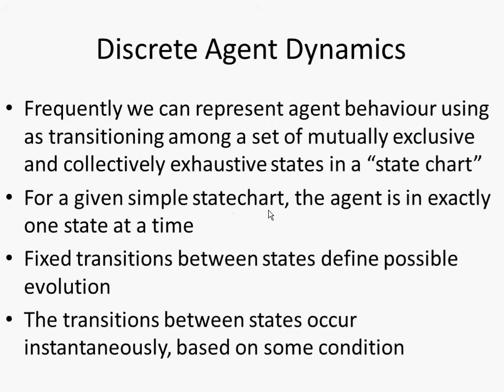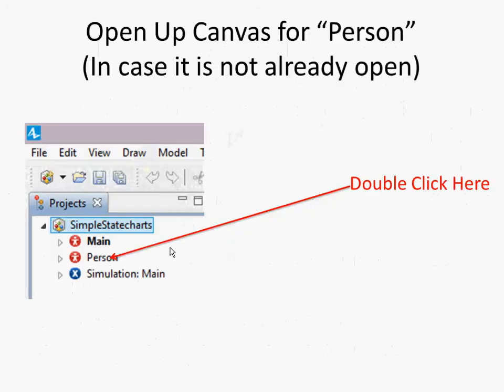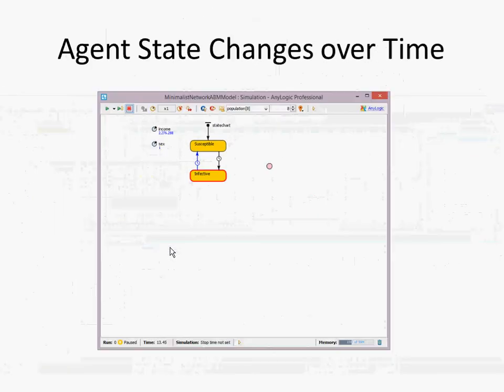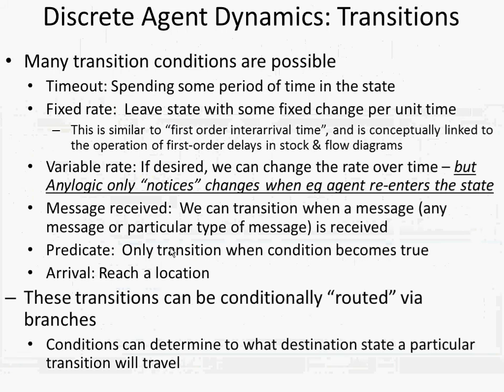And then there are these predefined transitions between states that are associated with certain semantics. The transitions between states occur instantaneously. You're not in the transition for some period of time. You go from one state to another. And I have some slides related to this.